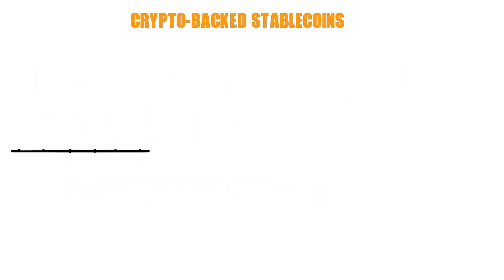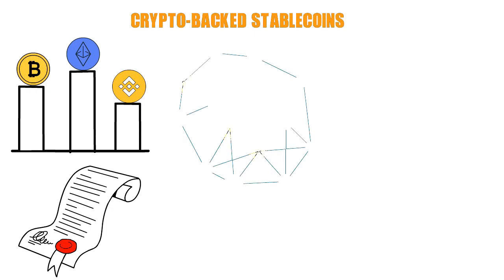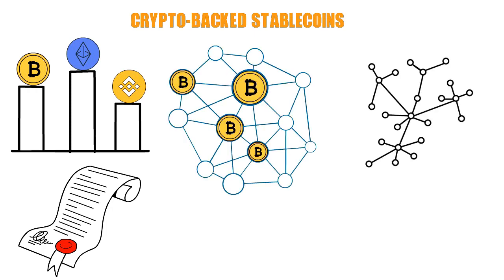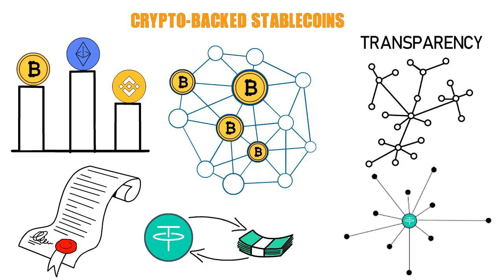Crypto-backed stablecoins are a type of stablecoin that are backed by a reserve of other cryptocurrencies such as Bitcoin, Ethereum, or even other stablecoins, which are held in a smart contract on the blockchain. One of the benefits of using crypto-backed stablecoins is that they offer greater decentralization and transparency compared to fiat-backed stablecoins, as they don't require a centralized custodian to maintain the reserve.